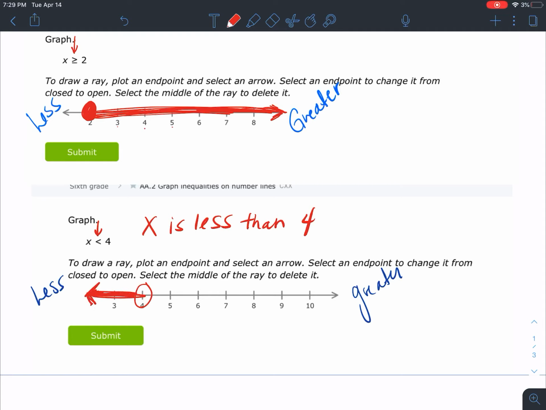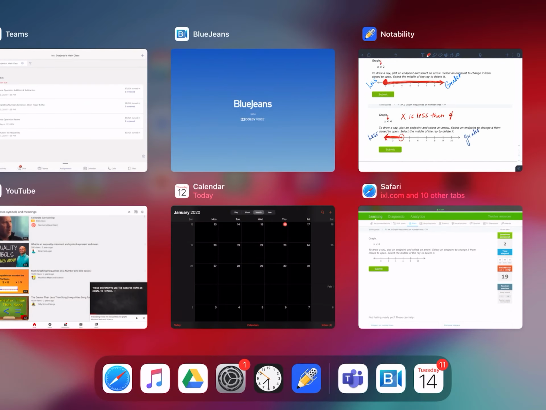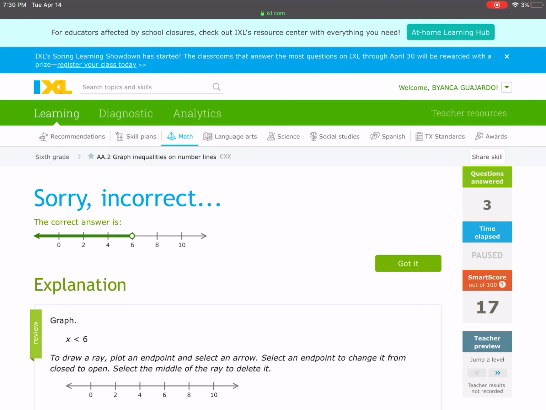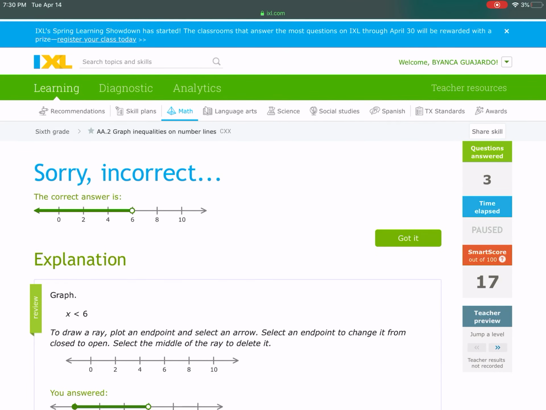Now, on yours, you're going to have to click it. So, for example, I have this x is less than 6. So I have 6. As soon as I clicked it, it gave me a closed circle. So I'm going to click it again so it's open. And I want less than, so I'm going to focus to the left. So I click on the arrow to the left and I submit it. Do not click up to here, because if I submit, it's going to be wrong. It needs to go all the way to the end.